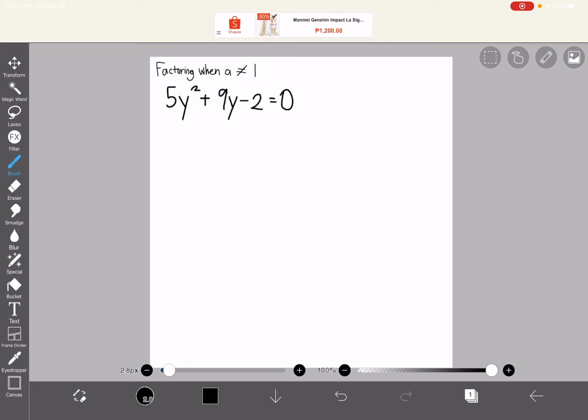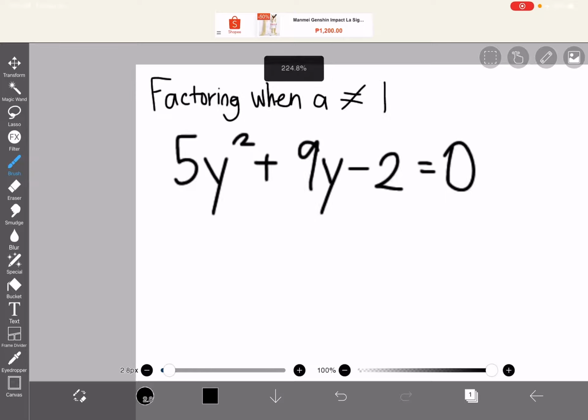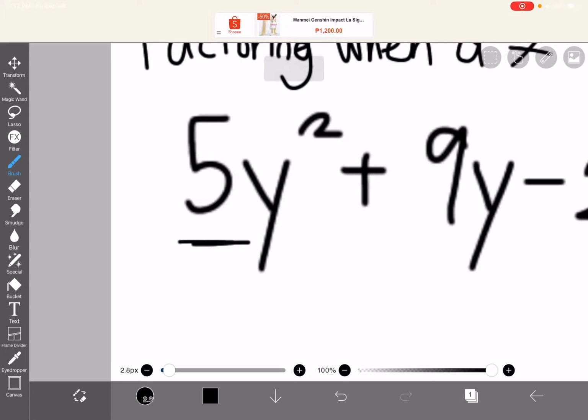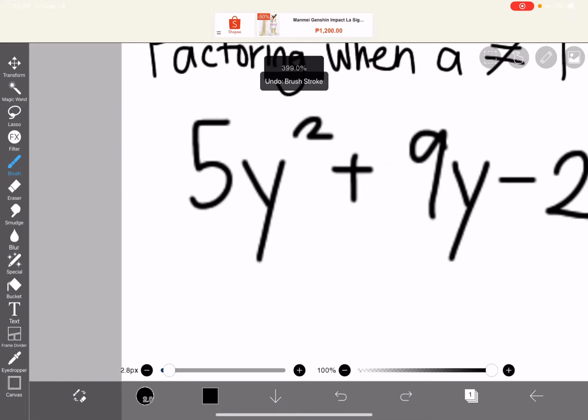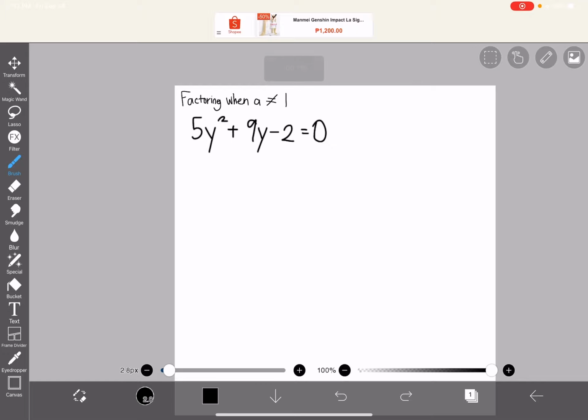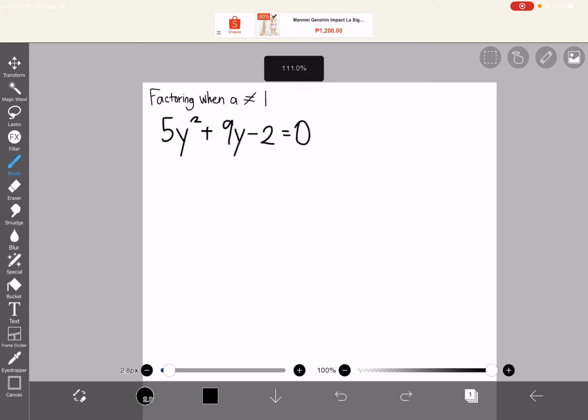Factoring when a is not equal to 1. If you notice in this equation, 5y squared is not equal to 1, it's actually equal to 5. In order to solve this, we're actually gonna use this factoring method called magical x.